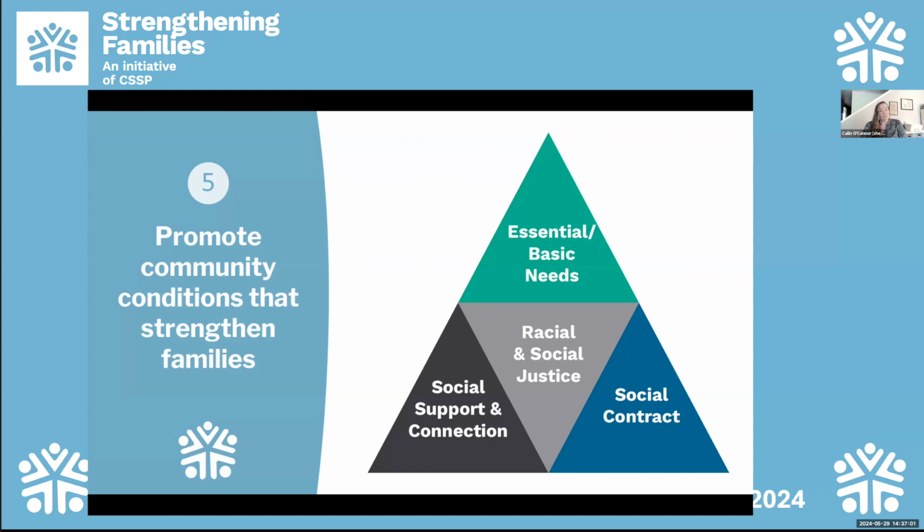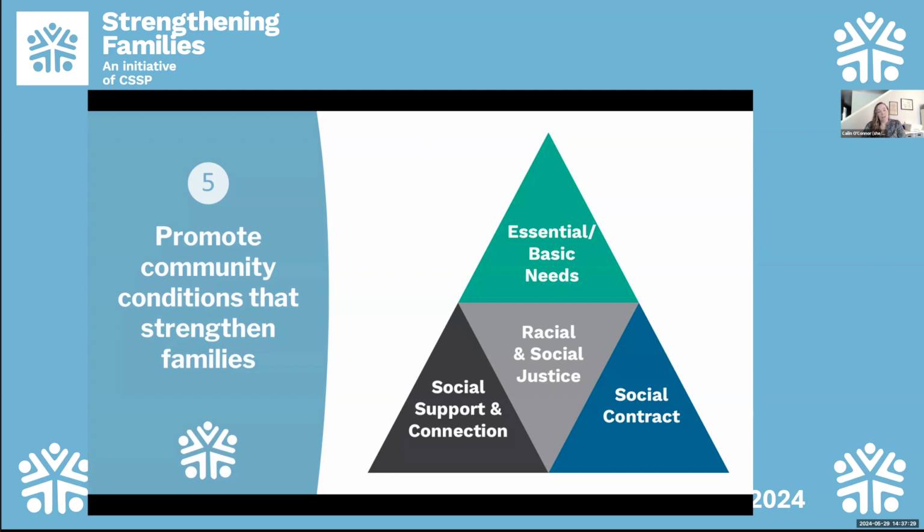Then we have social support and connection. We've been talking all day about how important that is for people to be able to find social connections, to ask for help from their social network. And closely related to that, on the other corner of this pyramid, is the social contract. So this understanding that parenting is hard, that we're all in this together, that it's okay to ask for help, and other people will hold you up when you're struggling because all of us care about all the children in our community.